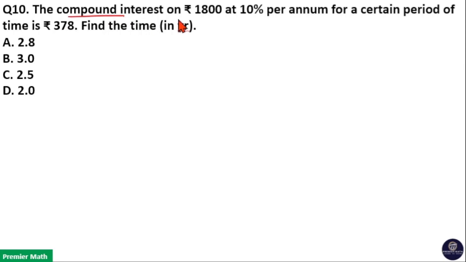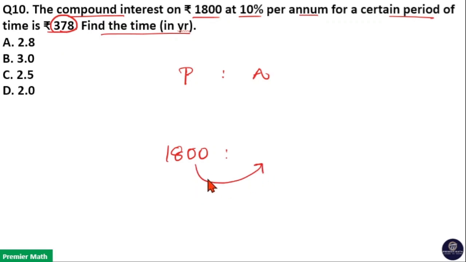The compound interest on rupees 1800 at 10% per annum for a certain period of time is rupees 378. Find the time. Here take the ratio between principal and amount. Principal is equal to 1800 and we don't know the amount here, but we know compound interest is 378 for a certain time period. So add 378 to principal. Now 1800 plus 378, so 2178 is the amount for the certain time period.